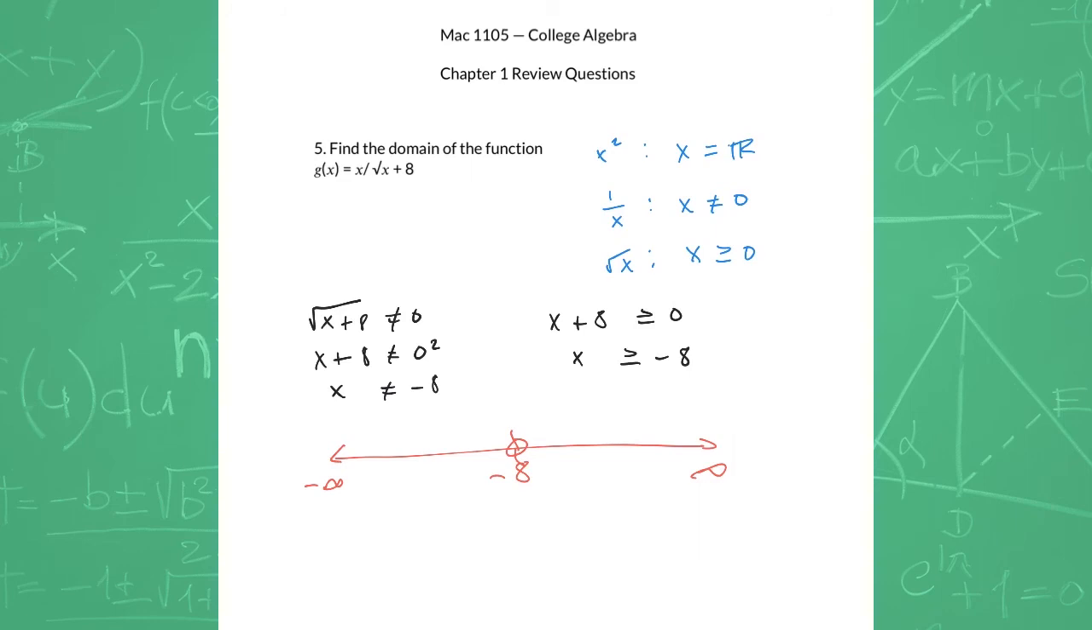Now for x is greater than or equal to negative 8, that's going to change to x is greater than negative 8 because we've already determined that x cannot be equal to negative 8. So for x is greater than negative 8, we just shade everything that's greater than negative 8. And from there we can see that our domain lies on the open interval from negative 8 to infinity.